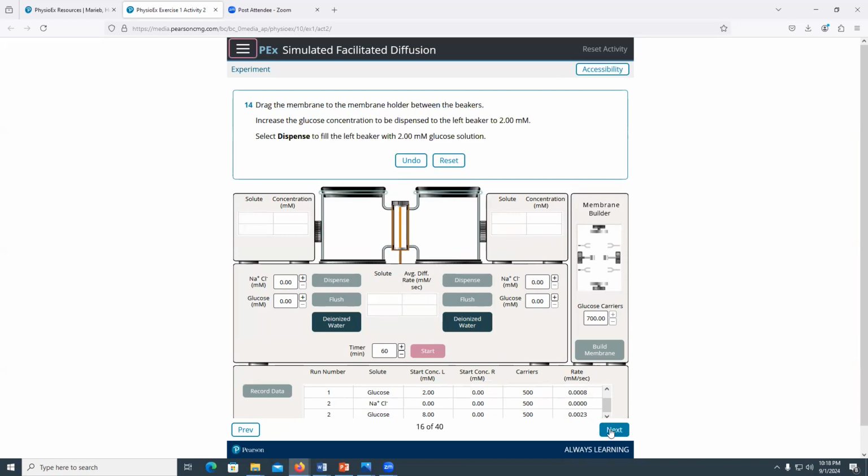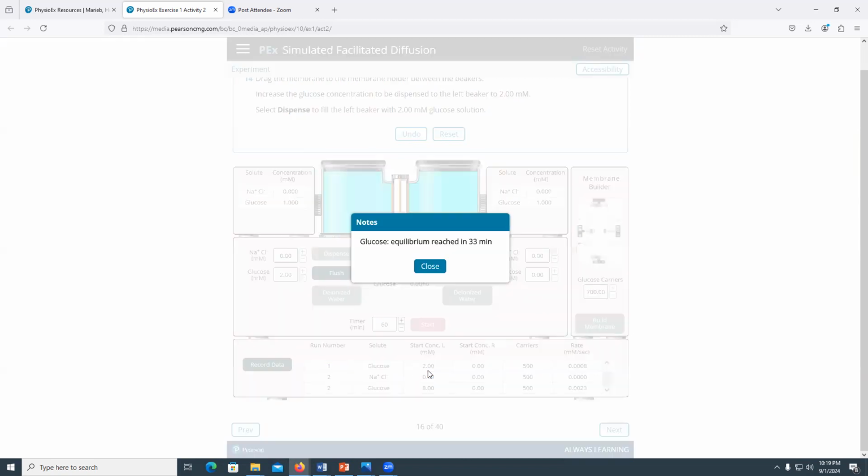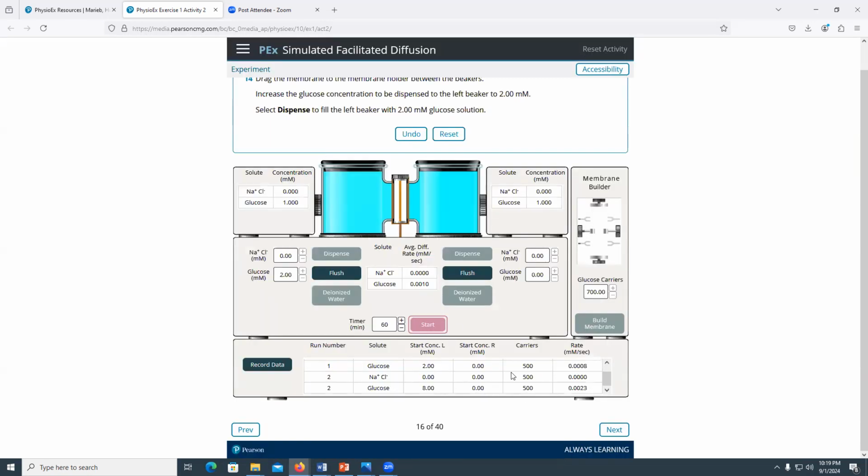Now let's see how much glucose. We're going to begin with 2. So we're going to repeat the experiment again. We're going to dispense 2, and put deionized water. So now the only thing that's different is we increased the number of transporters. Press start. Begin with 2, so they're going to equilibrate at 1 on each side. Record the data.